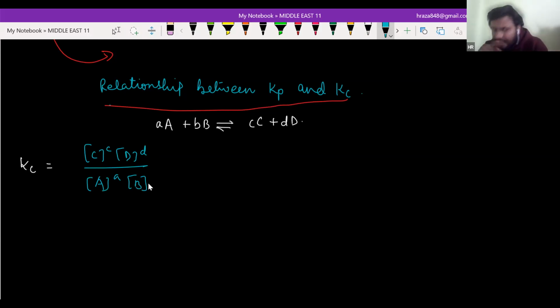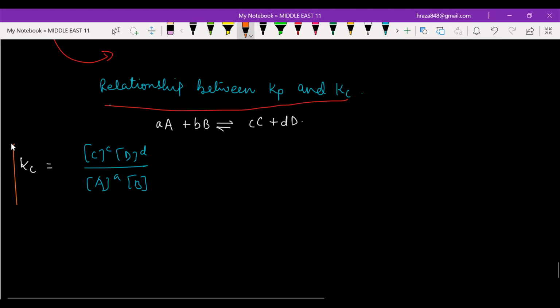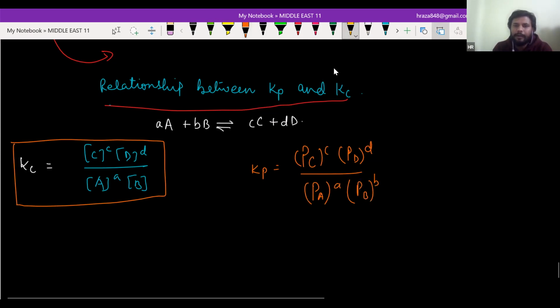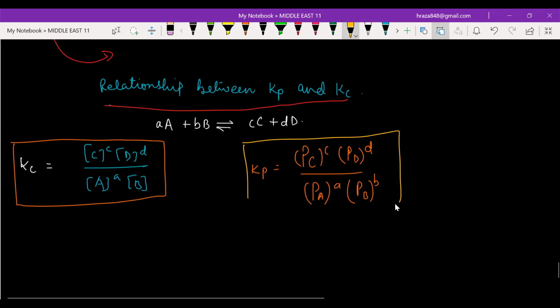What do these capital C, D, A, B represent? They represent the molarity of C, molarity of D, molarity of A, molarity of B, right? Yes, sir. Okay, very good. Now I'm going to write Kp for the same reaction. So Kp will be Pc raised to the power c, Pd raised to the power d, upon Pa raised to the power a, Pb raised to the power b, right? Everyone? Yes, sir.